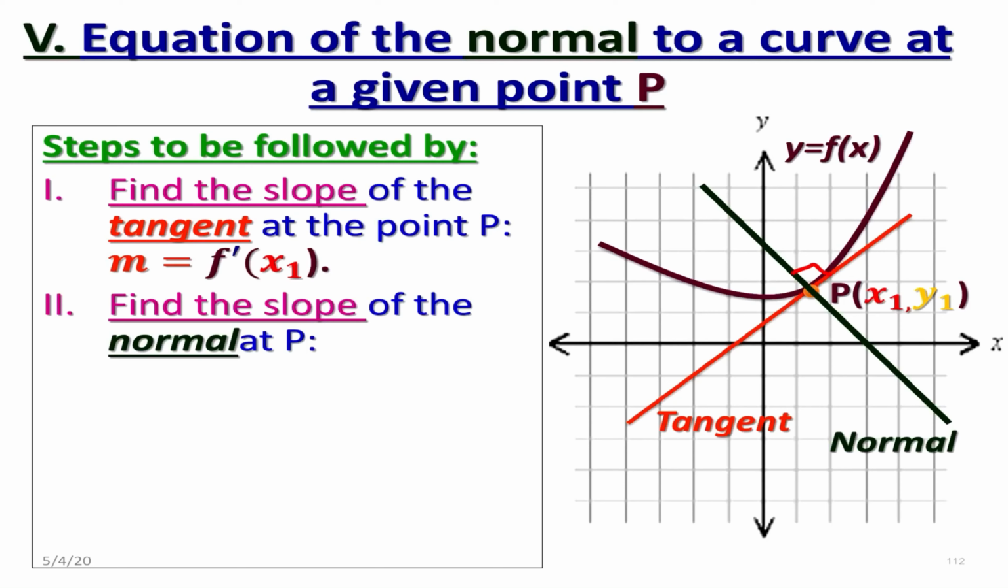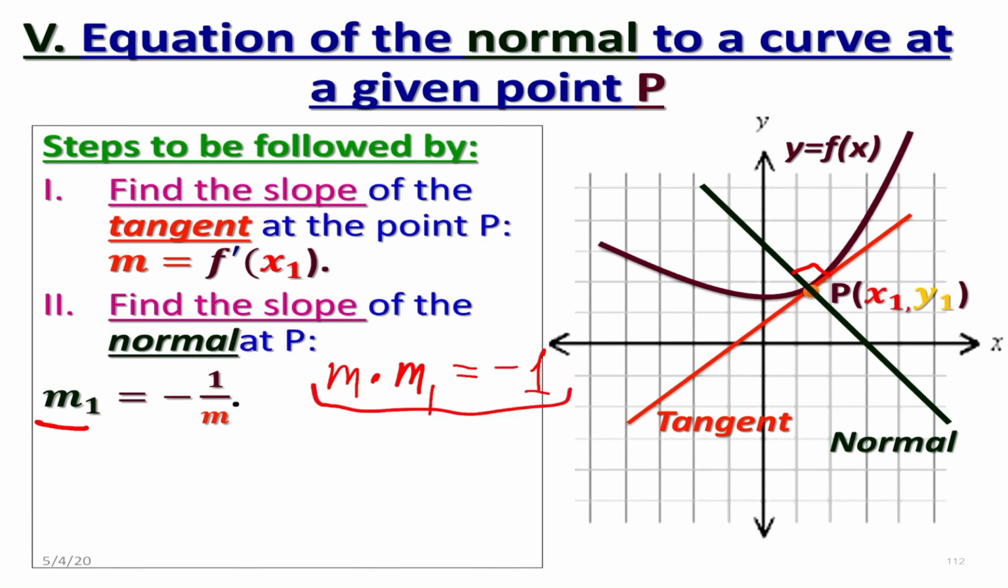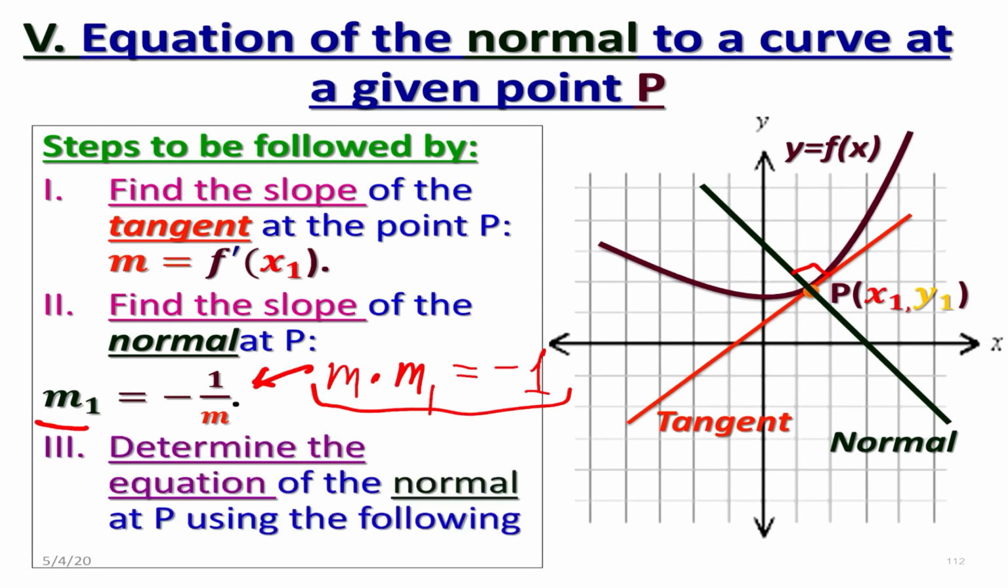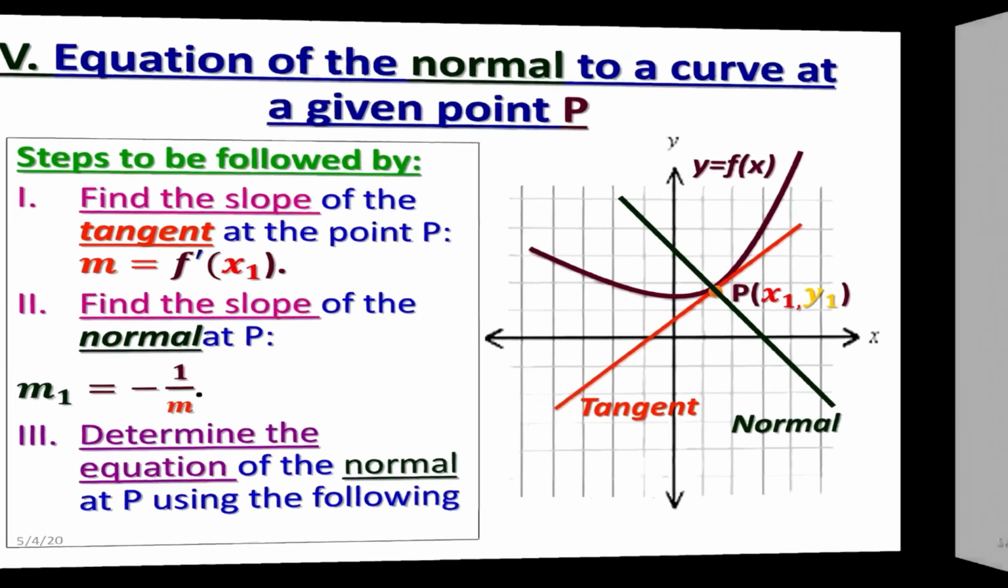Second step, you need to find the slope of the normal line at P. Let's call it m1, and it's going to be just the negative inverse of the slope, negative 1 over m. And the reason behind this is the known fact from geometry that the product of m and m1 equals negative 1. And finally, the last step is to actually write the equation of the normal line at the given point P using the following equation.